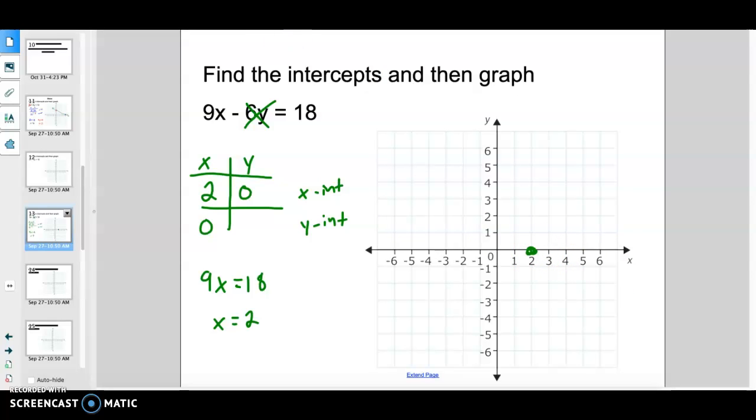Then for our y-axis, we are going to plug in a 0 for x. So 0 goes in here, so that's gone. So I'm left with negative 6y. So make sure you keep the negative, equals 18. Divide by negative 6, you get y equals negative 3. So you'd go to y is negative 3, put a point. So your line is going to pass through those 2 points.